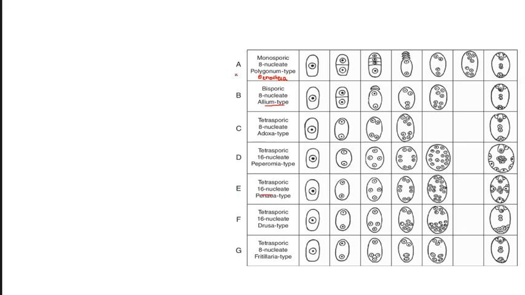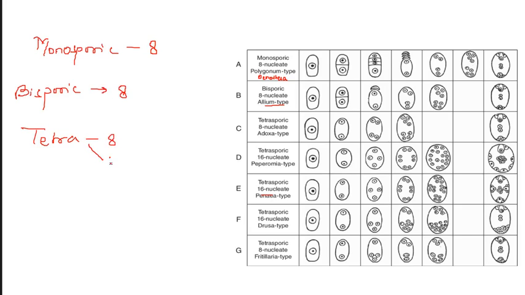There are different types of embryo sac development. It can be monosporic, it can be bisporic, it can be tetrasporic. Monosporic is 8-nucleate. Bisporic can be 8-nucleate, tetrasporic can be 8-nucleate or 16-nucleate. These kinds of questions are very common. You have to learn the examples. Monosporic examples are Polygonum and Enothera, and the bisporic example is Allium.